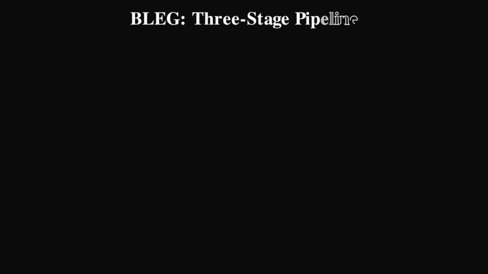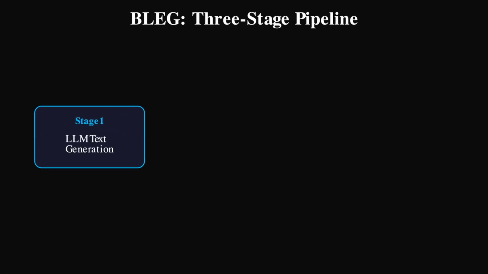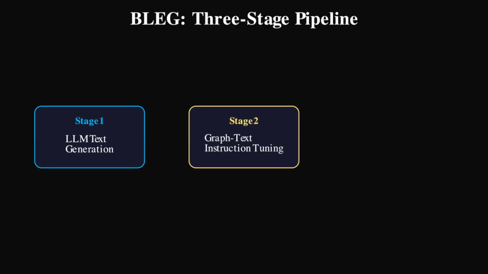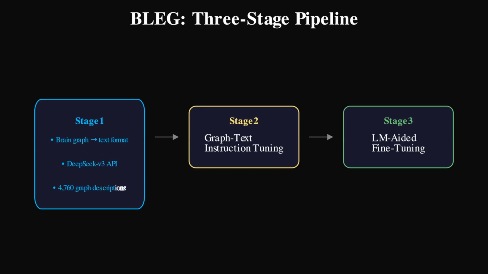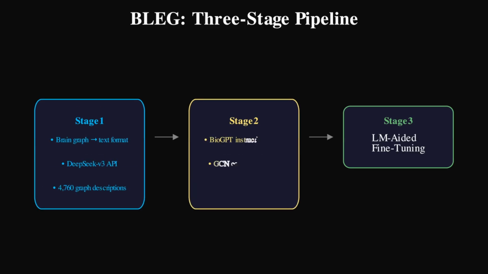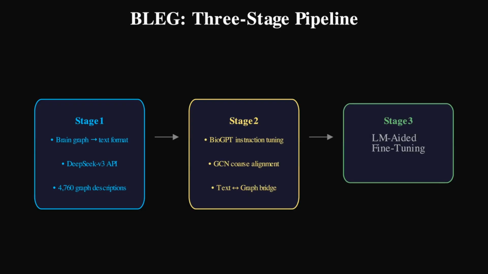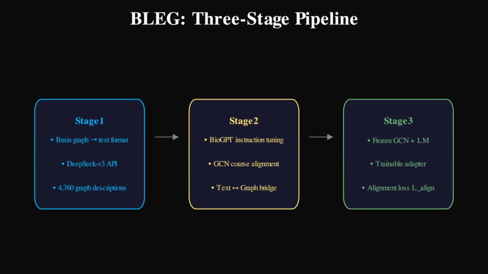Three stages. Stage 1. Use an LLM to generate neuroscience descriptions for every brain graph. Stage 2. Fine-tune a smaller language model on those descriptions and train the GNN alongside it for rough alignment. Stage 3. Fine-tune just a small adapter on top of the frozen GNN, using an alignment loss that pulls the GNN's prediction toward the language model's. Let's go through each step in detail.